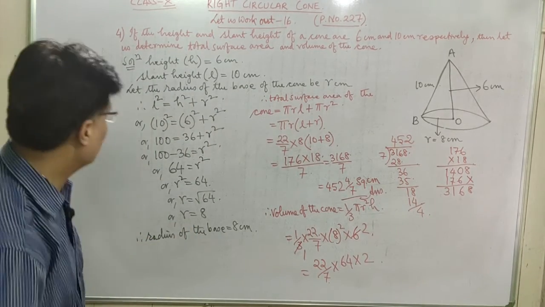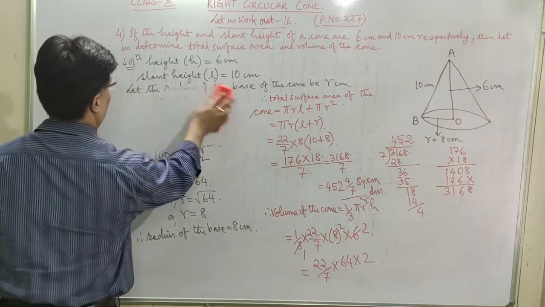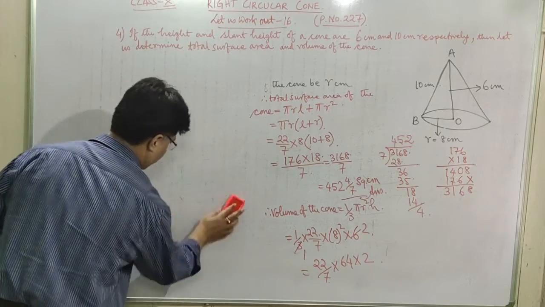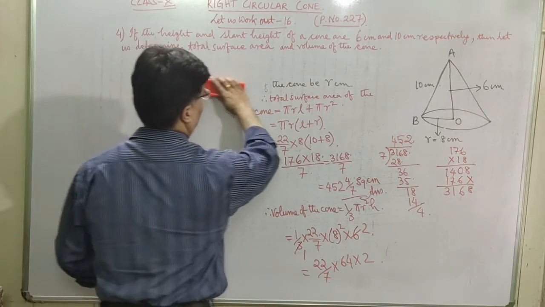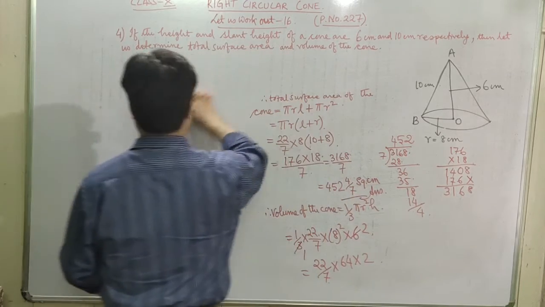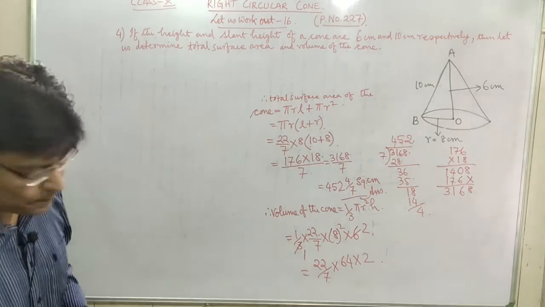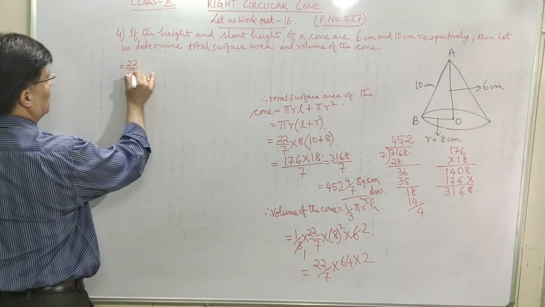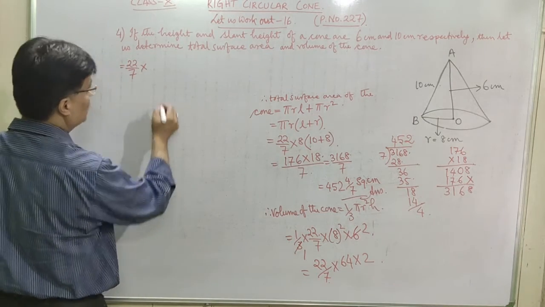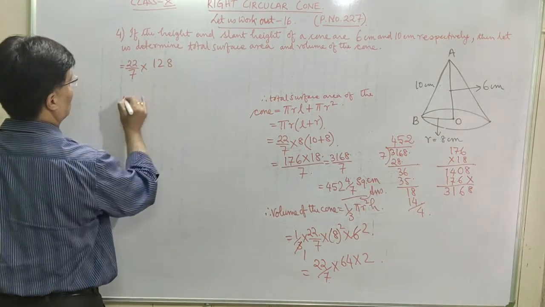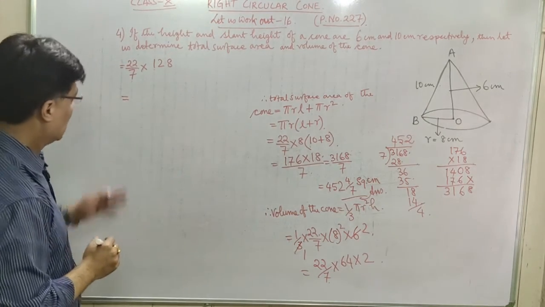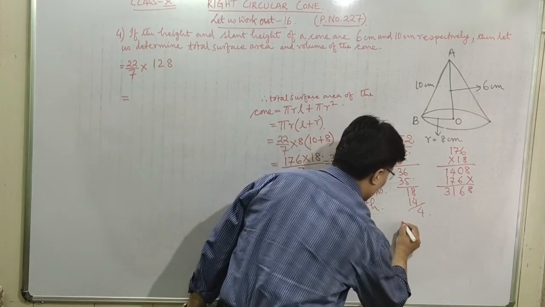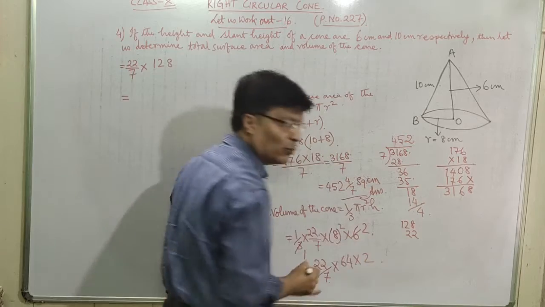Is that clear now? So let us simplify it. Now 22 by 7 into, what is 64 into 2? 2 4s are 8, 2 6s are 12, which is 128. So let us do the rough work here again. 128 should be multiplied by 22.